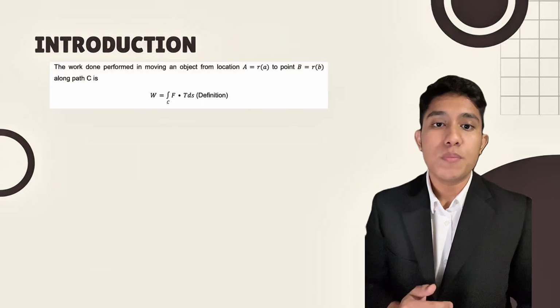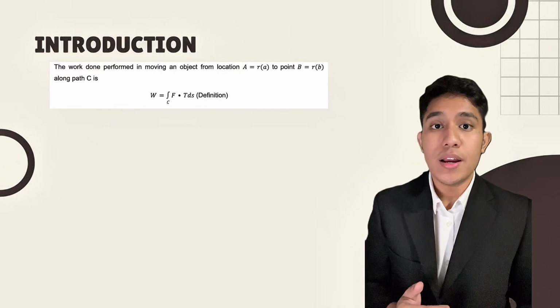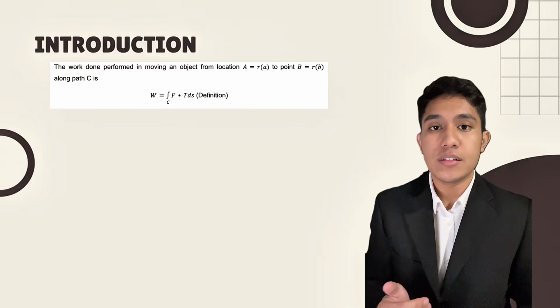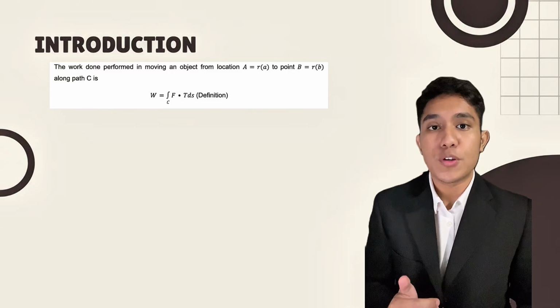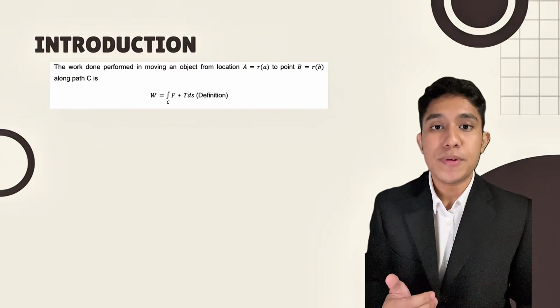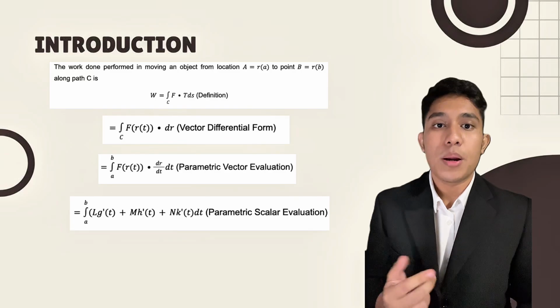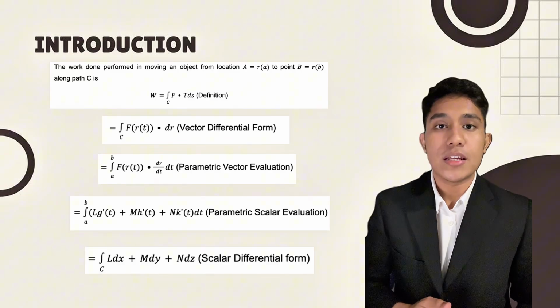For work done, the object moves from location A equals r(a) to the point B equals r(b), and the work done along the curve C is given by the following line integral. W equals the integral of F dot T ds, and we can express it in vector differential form, parametric vector evaluation, parametric scalar evaluation, and also scalar differential form.